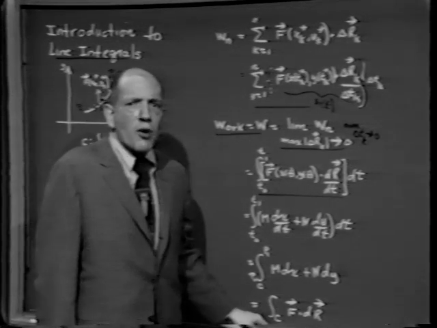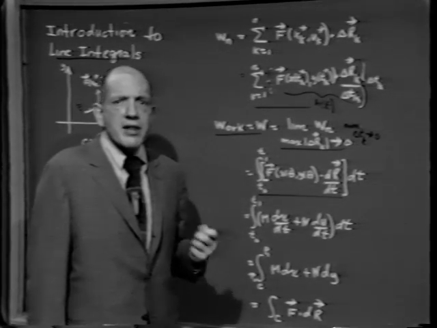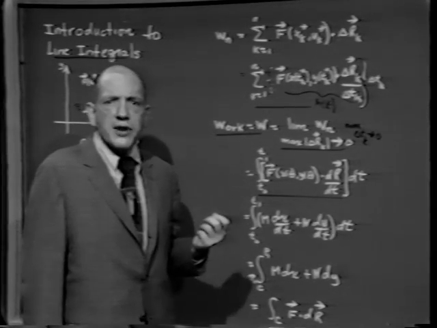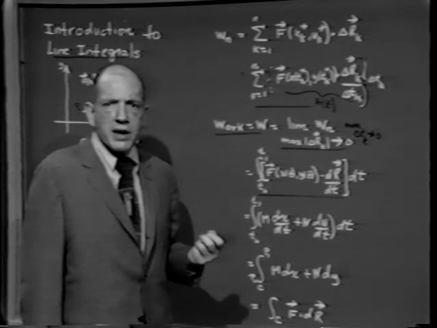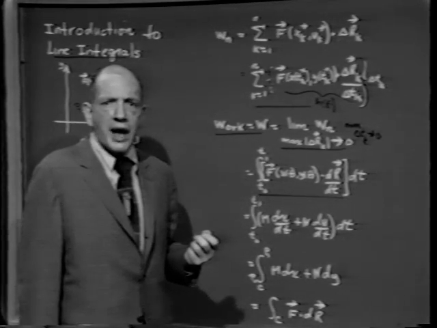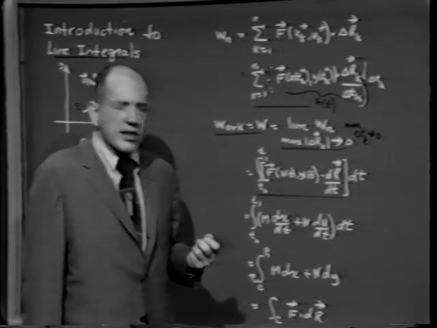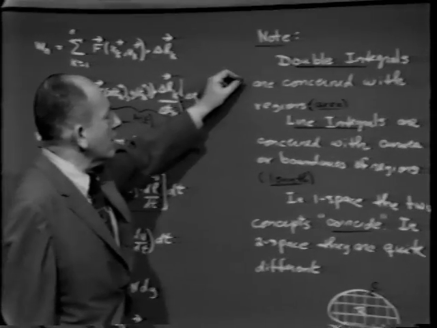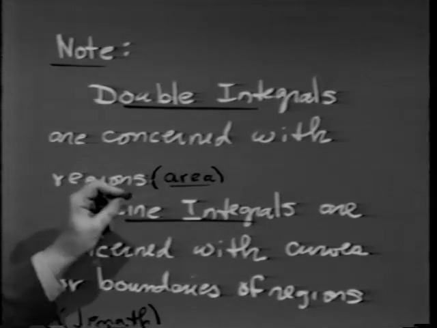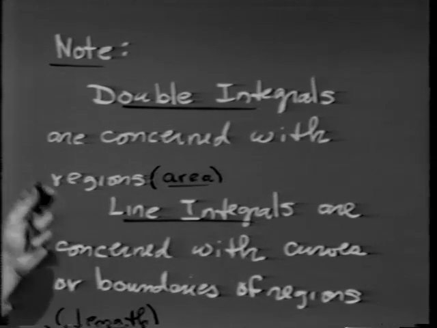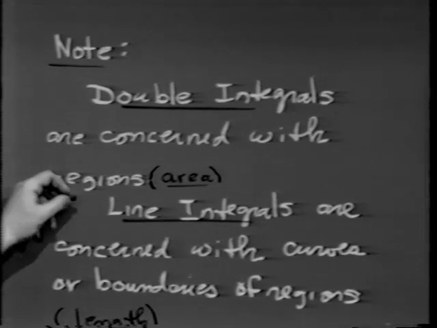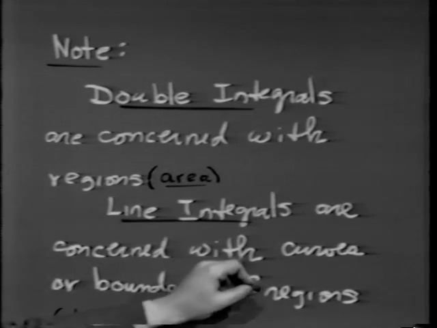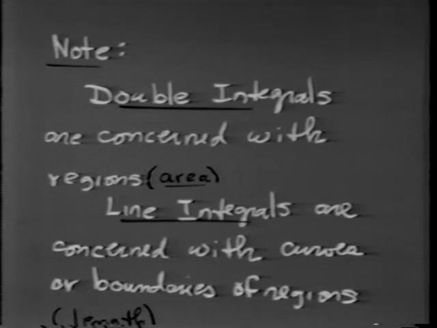And what I'm going to do very shortly is specifically solve problems using concrete values for F and P0 and P1. But for the time being, I would like to make a little note here to have you see what's happening. Notice that double integrals are concerned with regions. In other words, we use double integrals to find area, mass, etc. Line integrals are concerned with curves or boundaries of regions, in other words, paths that connect 2 points.